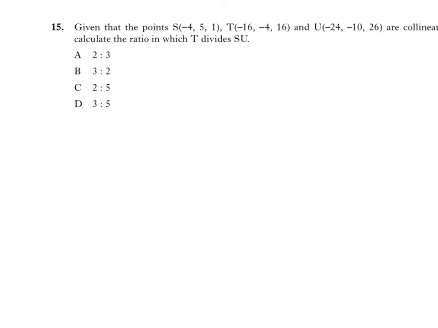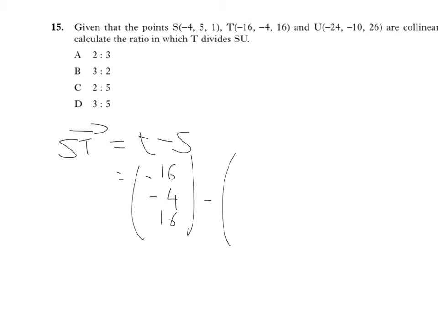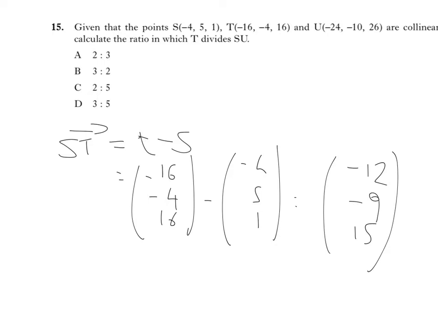Section 7, question 3. Given that the points S, T and U are collinear, calculate the ratio in which T divides SU. I'm going to first of all find the vector ST, so that's T minus S. It's going to be (-16, -4, 16) minus (-4, 5, 1). And that's equal to, so minus 16 minus 4 is minus 16 plus 4, that's minus 12. Minus 4 minus 5 is minus 9. 16 minus 1 is 15.